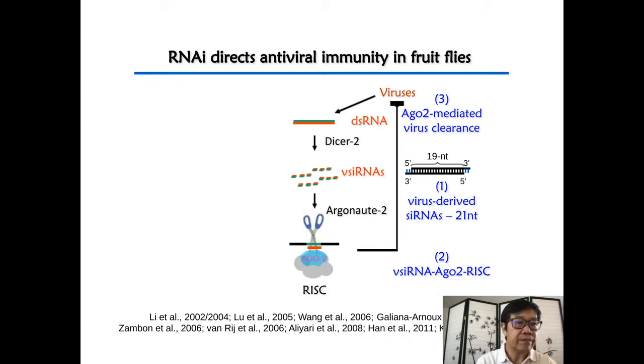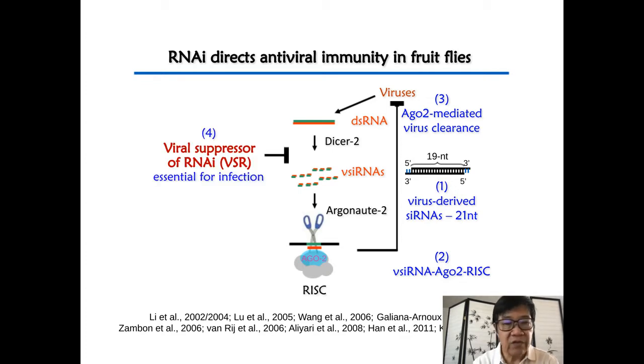To counter this defense, successful viral infection depends on a viral suppressor of RNAi expressed by the viral genome. So these viral suppressors of RNAi, or VSRs, are essential for infection.